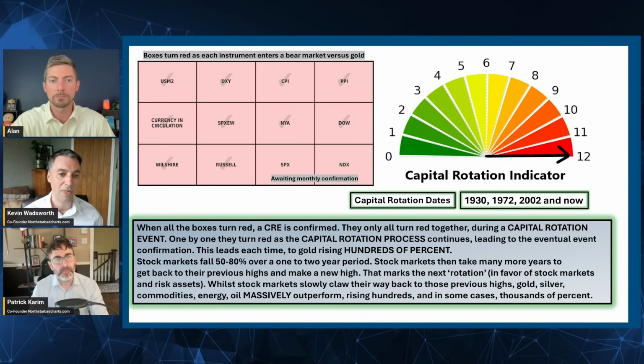Then we've got gold breaking out versus CPI, PPI, currency in circulation, the equal weighted S&P, NYA, which is the New York Composite, the Dow Jones, the Wilshire, the Russell. And gold is breaking into a bull market versus the S&P and NASDAQ at the moment. And there's a little bit of a caveat on that. It probably just needs to fall a little bit further to give ultimate confirmation. So you've got to always look at the evidence through multiple facets.